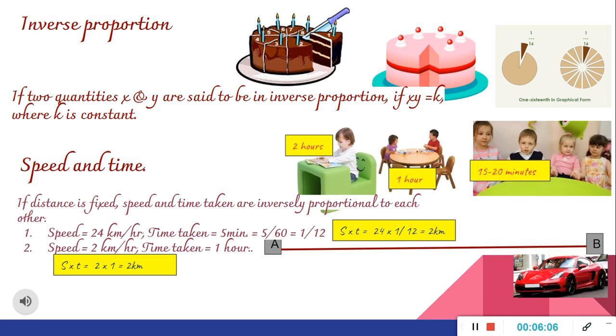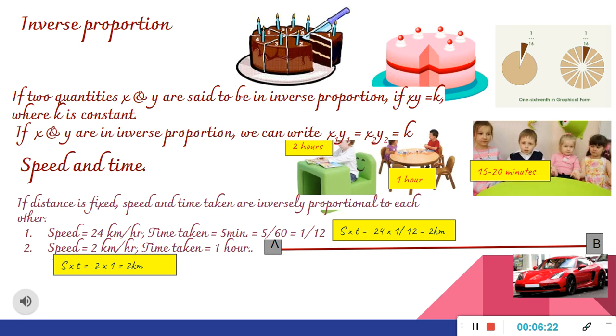Two quantities x and y are said to be in inverse proportion if x into y is equal to k. In this case, the ratio doesn't remain constant. Instead, the product of the two quantities remains constant. So let us take the same example.